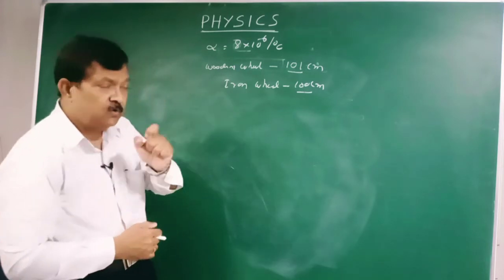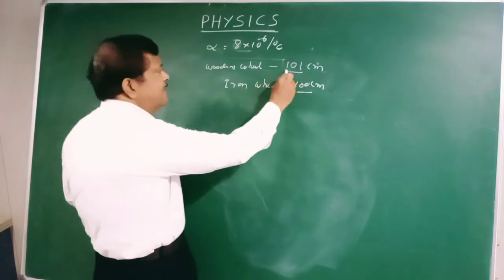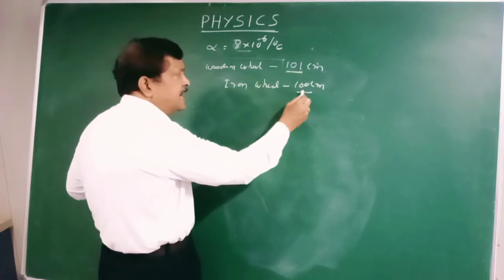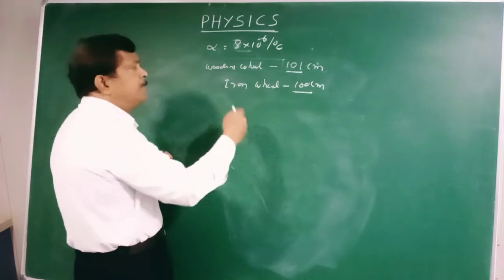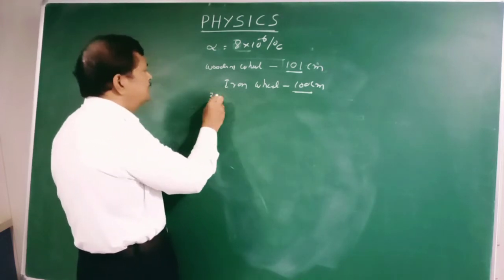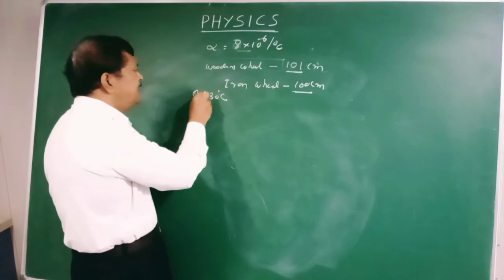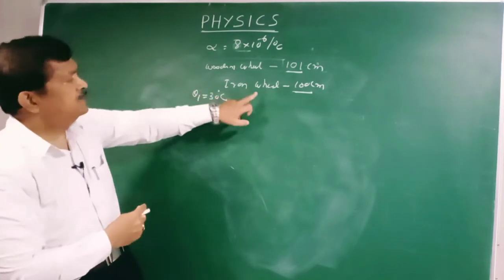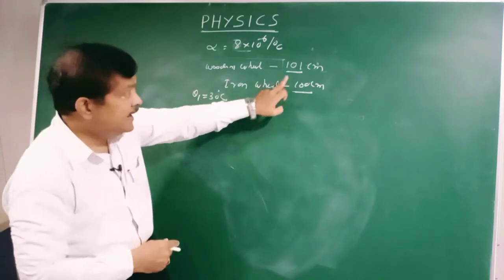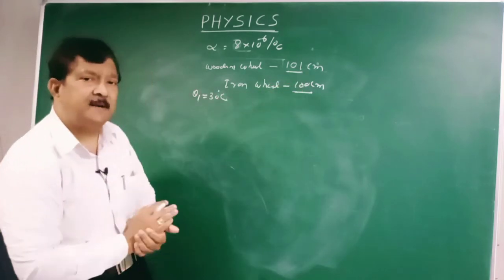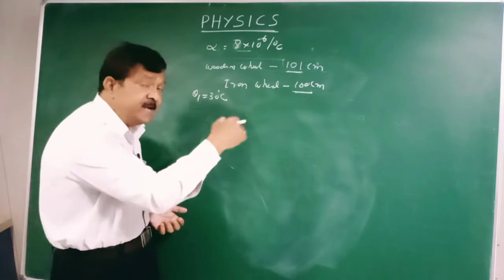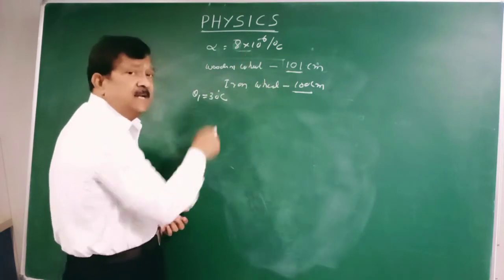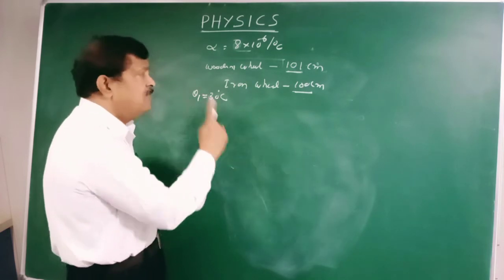So what do we have to do? When the wooden wheel has a radius of 101 centimeter and the iron tire or iron wheel has 100 centimeter, suppose the room temperature is 30 degrees centigrade. Let us say the initial temperature. Now I want to heat this iron wheel until the radius becomes 101 centimeter. That means what should be the change in the radius here? From 100 it has to expand to 101 centimeter. So the change in the radius is 1 centimeter.